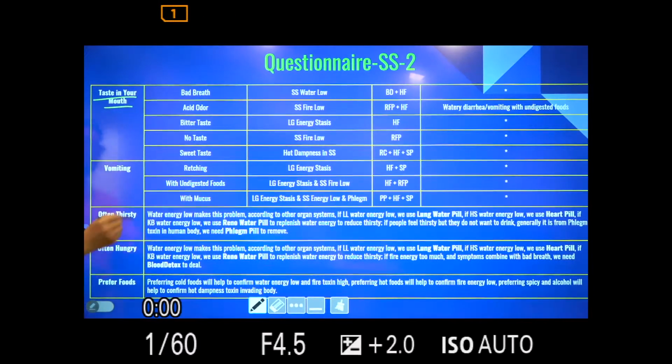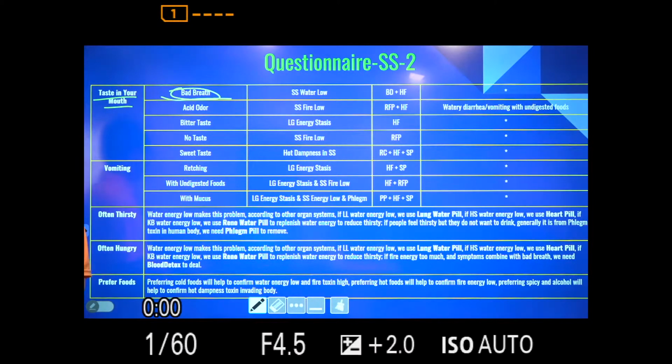In the SS section, the next symptoms are the taste in your mouth. Firstly, bad breath. What is bad breath? The bad breath is a very strong smell, even when people are at a far distance from you. What is far distance? 2 meters away, like six feet. Even six feet away, when you open your mouth to talk, they can smell you. This is the bad breath we mentioned in our questionnaire.